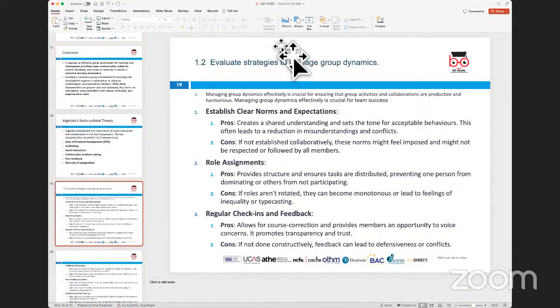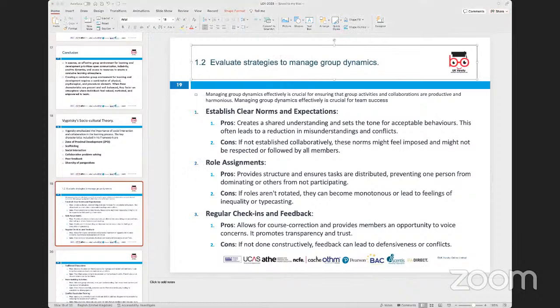Okay, let's go to the second assessment criteria, which talks about evaluating strategies to manage group dynamics. So when we talk about this concept, when I use the word dynamic, what does the word dynamic mean? This is something which is going to come up time and again in our discussions. The dictionary definition is that it is a process or a system characterized by constant change, activity, or progress.